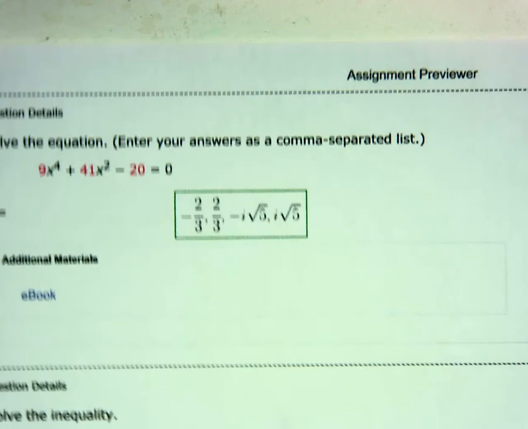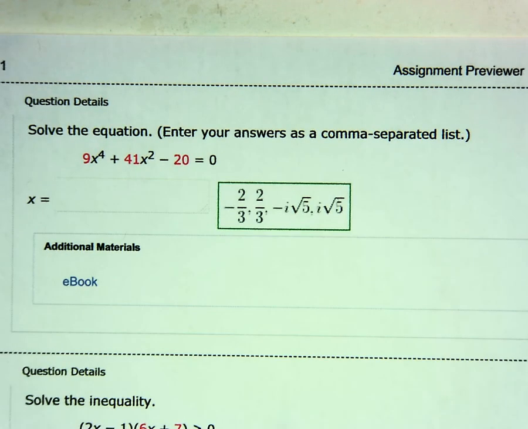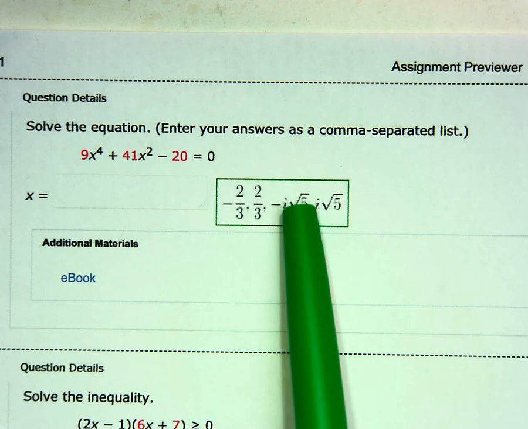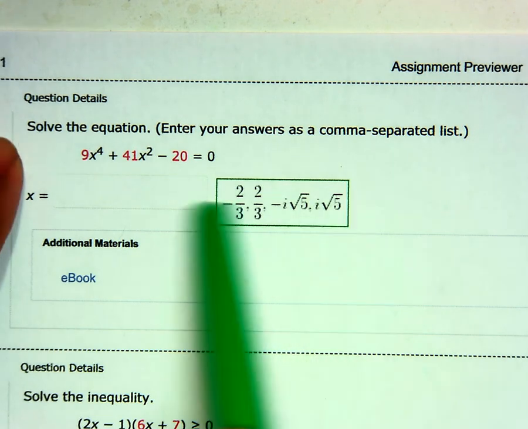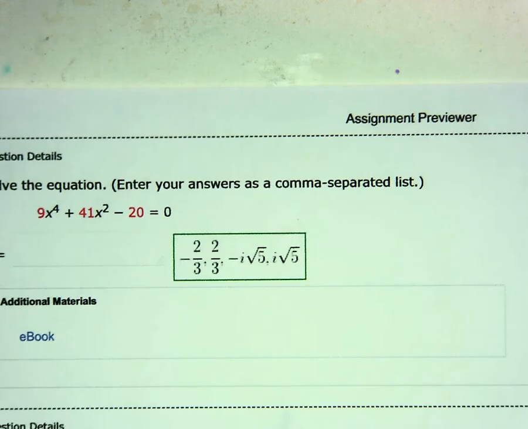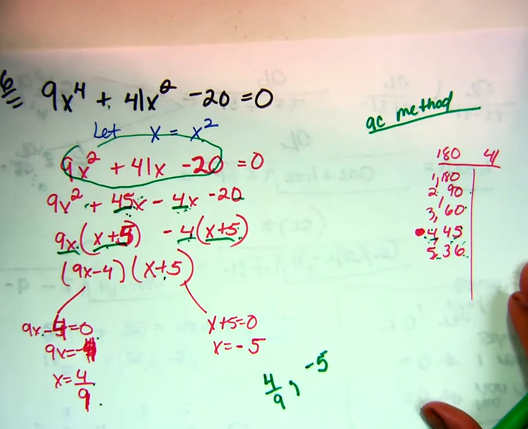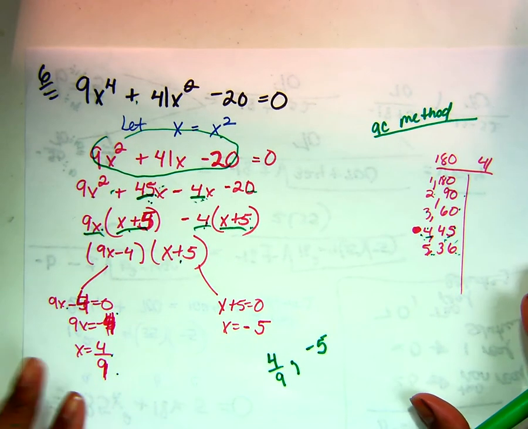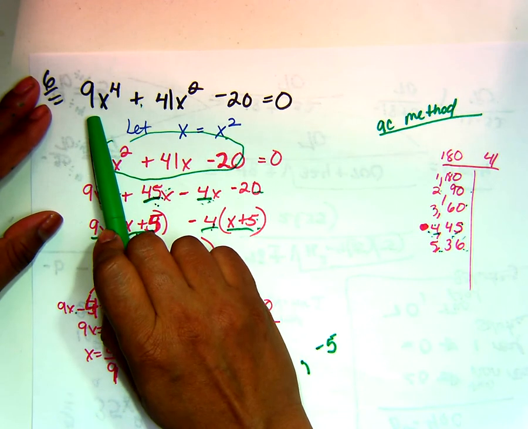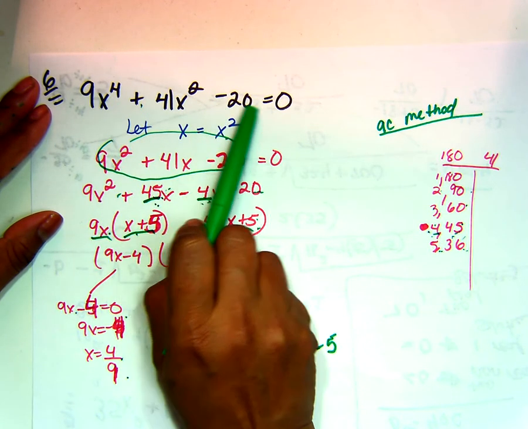Once again, we're going to zoom in and solve the equation. Notice how you have 4 answers for this one, so it's quite a lot. So we got negative 2 over 3, positive 2 over 3, negative i square root of 5, and positive i square root of 5. Notice how this one also, the first term is x to the 4th power. So let's figure out what's going on right there. Hopefully you can understand my penmanship. It is not the best. So the actual equation is 9x to the 4th plus 41x squared minus 20 equals 0.